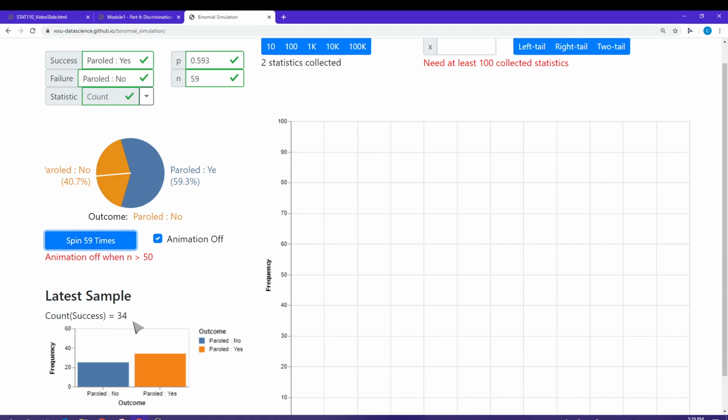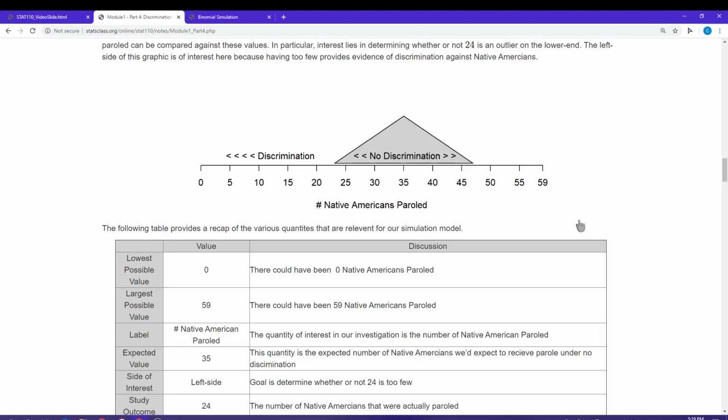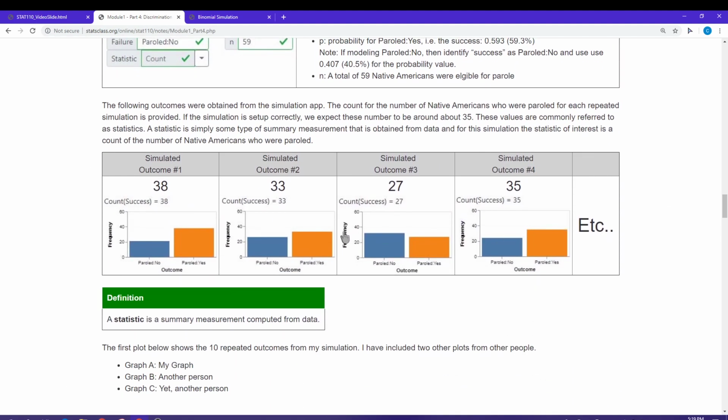There's a 34, 33, 32, 28, 37, etc. So I can just get repeated outcomes here. Okay, let's go back to the notes then. So here's a set of repeated outcomes that I obtained, 38, 33, 27, 35, and I could just keep doing that as many times as I wanted.